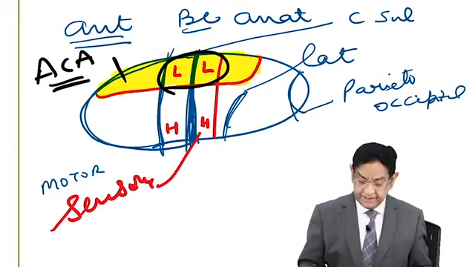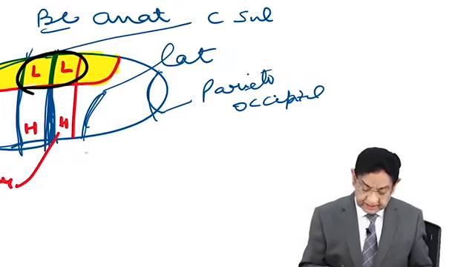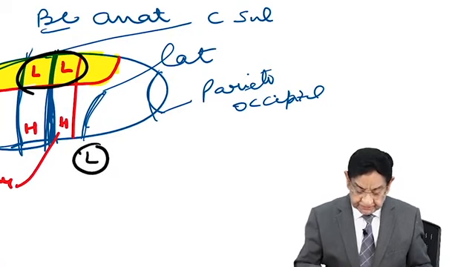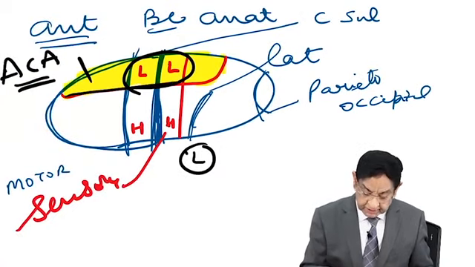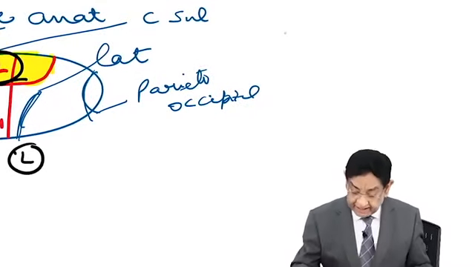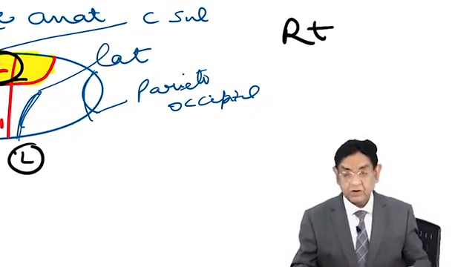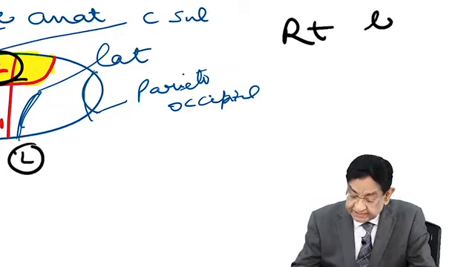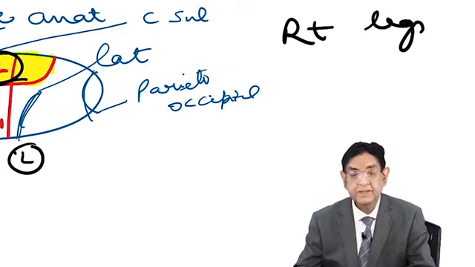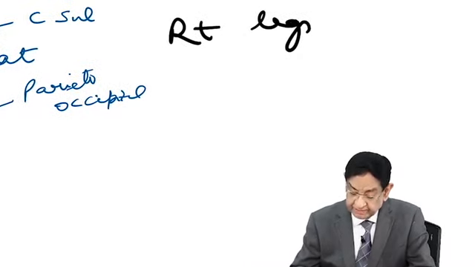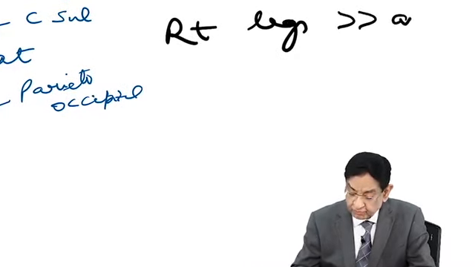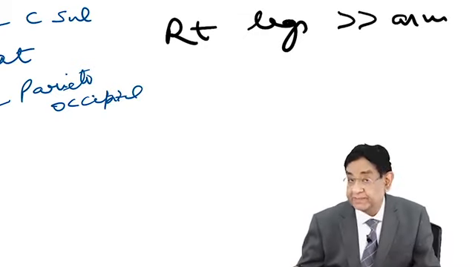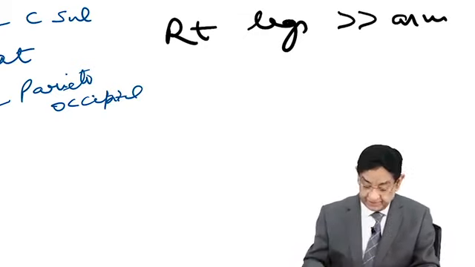So suppose this is the left side of the brain that I've shown you. If this artery is gone, what will happen? There will be right-sided, contralateral weakness in the legs. Of course, leg weakness will be much more than the arms. Why? Legs are supplied by the anterior cerebral artery.